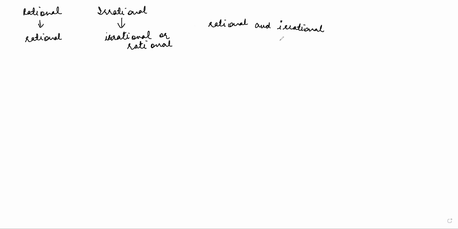Then if both the numbers are irrational and you do operations, it's not necessary that you get an irrational number. You can get irrational or rational, both. So that was the case. And the third case, when one number is rational and the other is irrational. In that case, you always get an irrational number. Okay, so this is the important thing. Please remember this. This will help you in the exercise now.